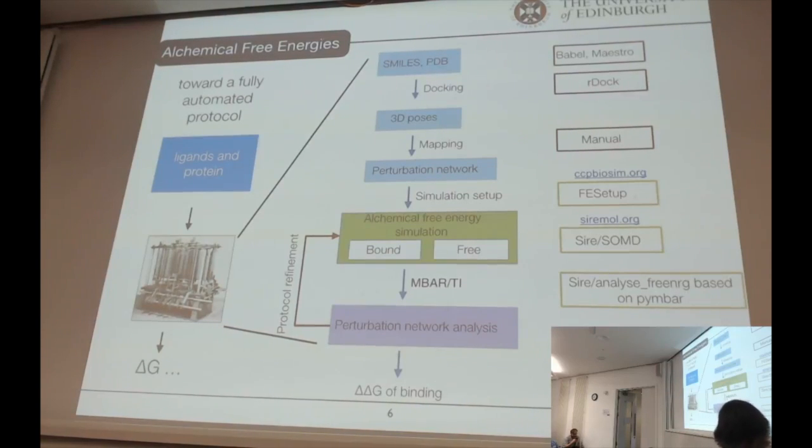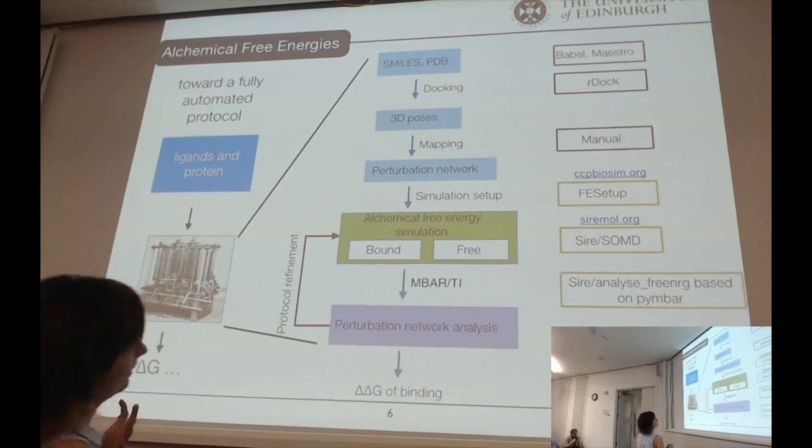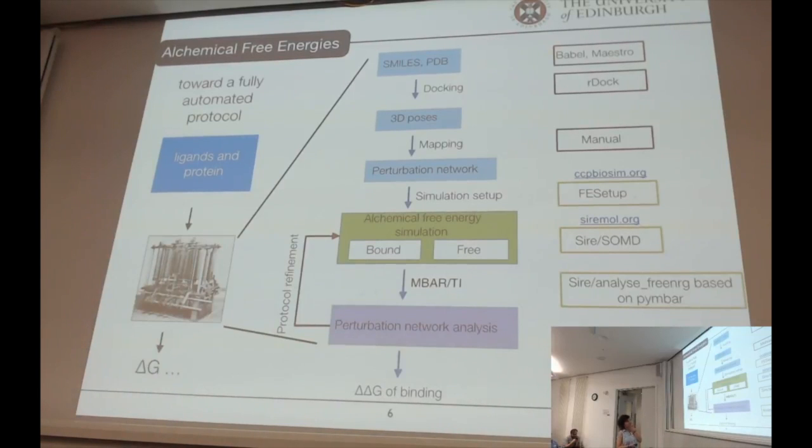So the way we do this at the moment is a semi-automated protocol, which basically involves: we go from some SMILES strings and a PDB, then we do a lot of manual docking or pose inspections using things like Babel, Maestro, rDock is one program we use. We also use Vina, whatever suits best, essentially.